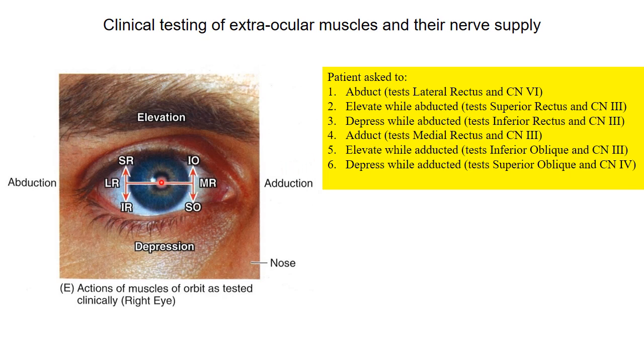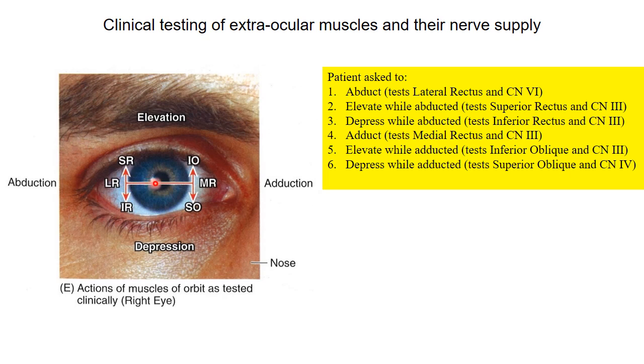So here's the primary position. Let's start again, in primary position. We ask the patient to look out, or abduct. That's cranial nerve 6. We start with 6. Ask them to look up. That's cranial nerve 3 and superior rectus. Ask them to look down. That's inferior rectus, also cranial nerve 3.